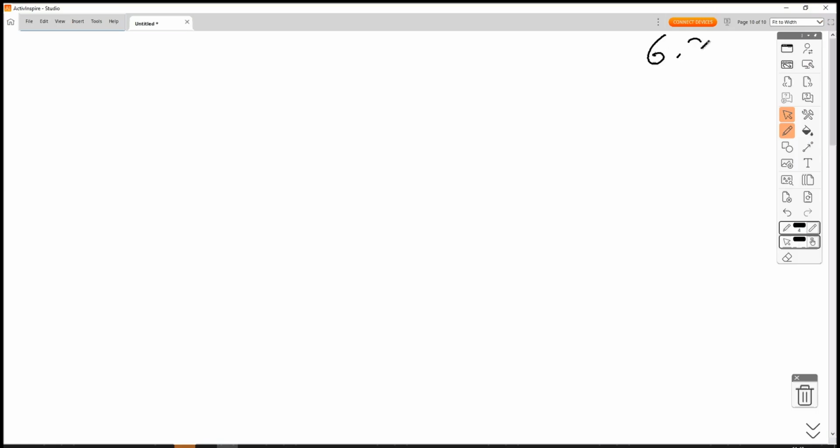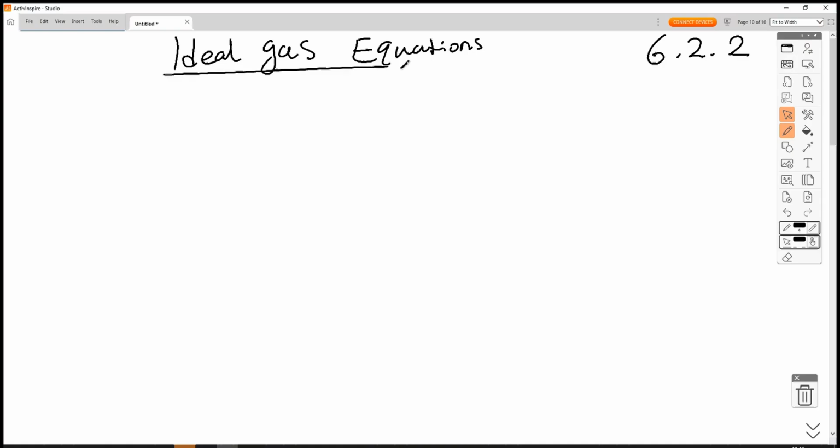This is 6.2.2 part 2, the ideal gas equations. We're going to start by introducing a new concept of measuring the amount of something called the mole.